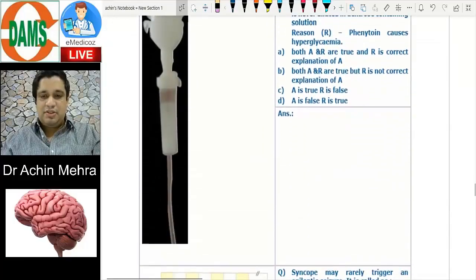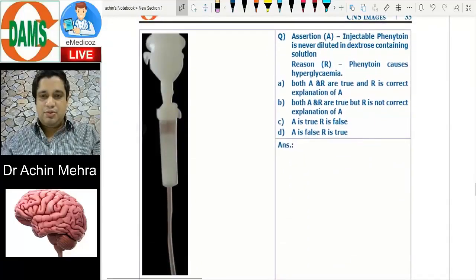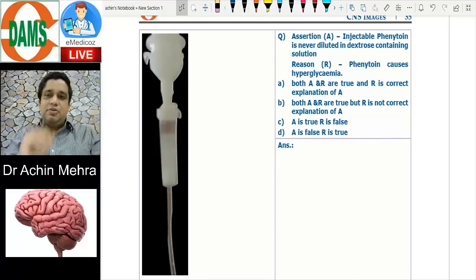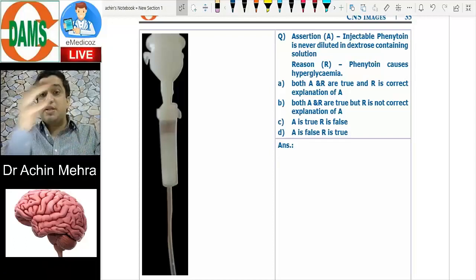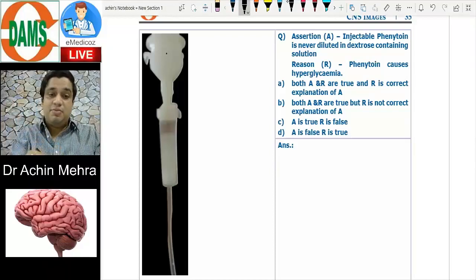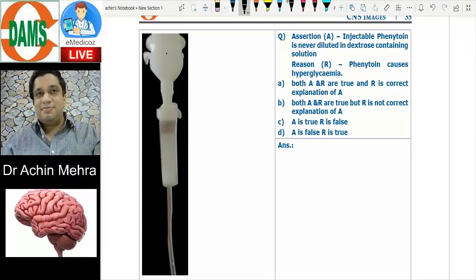Right. Now, this is something you have understood in the classroom also, that injectable phenytoin is never diluted in a dextrose containing solution. Why? Because phenytoin precipitates in a dextrose containing solution. It becomes milky white like this. Right? So that's the reason behind that.